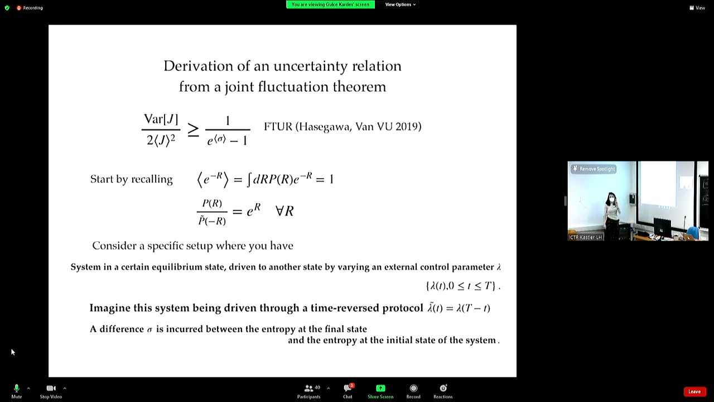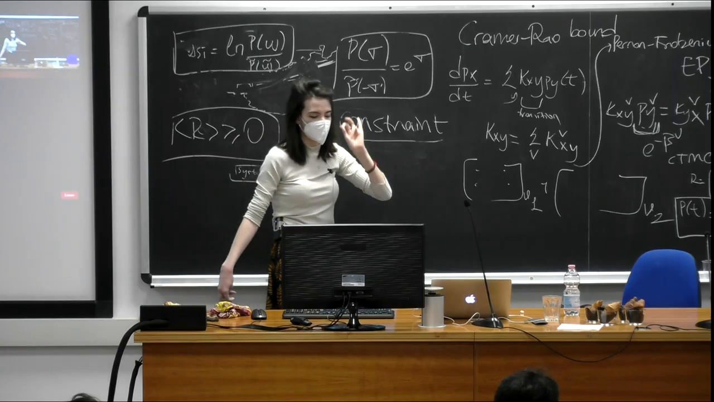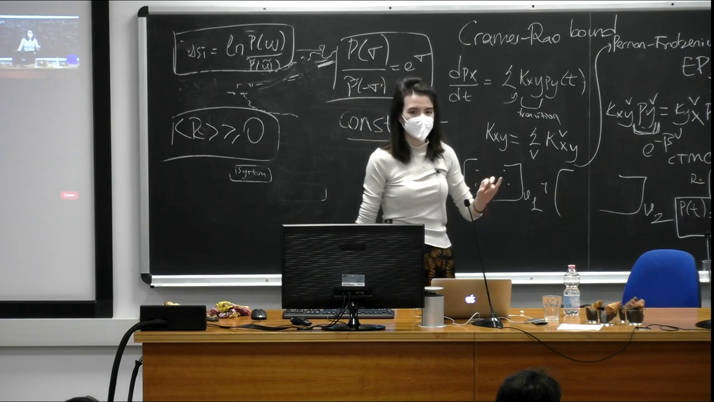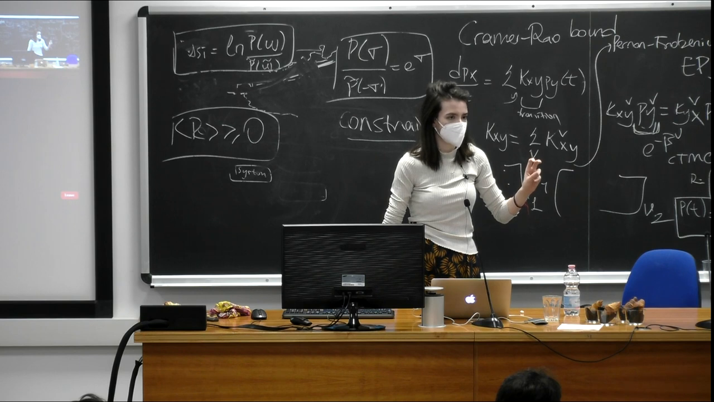And now, another assumption. This is the second assumption that we are making. Imagine this system being driven through a time reverse protocol that satisfies this. We know that the difference of sigma is, of course, between the entropy of the final state and the initial state. And this is going to say something about what? This change in the entropy? Entropy production, right? So we are going to compute the entropy production, and we are going to compute this precision term under these assumptions. So first step for derivation, always be aware of assumptions. So are we clear with the assumptions? Okay, perfect.